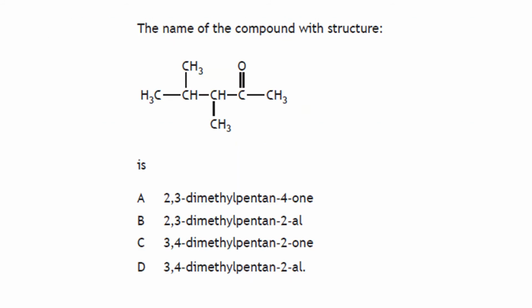Here is an exam question for you to try, so pause the video and see what you think the correct answer is. Well, the longest chain is 5 carbons, so it's going to be pentanone because it's got this carbonyl group between 2 carbons. The carbonyl group is nearer the right-hand side, so we're going to give this a number of 2. This has a methyl group at carbon number 3 and carbon number 4, so the name of this is 3,4-dimethylpentan-2-one.